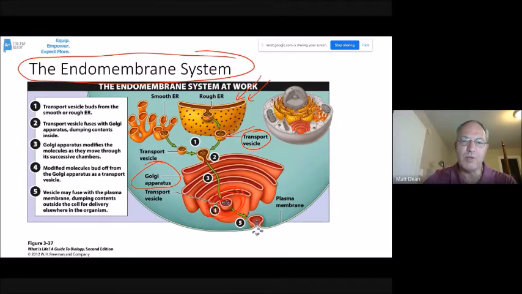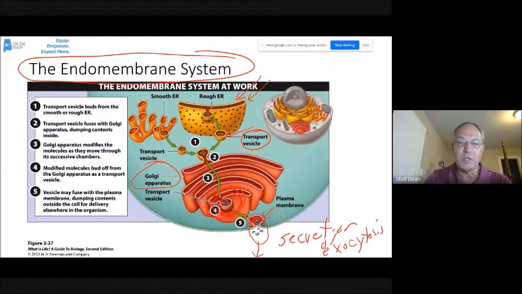That vesicle will then move toward the cell membrane. That vesicle is made out of phospholipids, so when it bumps into the cell membrane, they fuse. The phospholipids in that vesicle actually become part of the cell membrane and help it to grow. But the proteins or lipids that were inside that vesicle are either pushed out in a process called secretion or exocytosis, and those can then go to other cells or in your body's fluids.